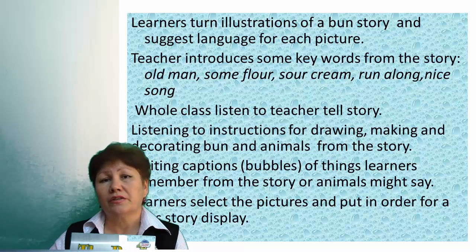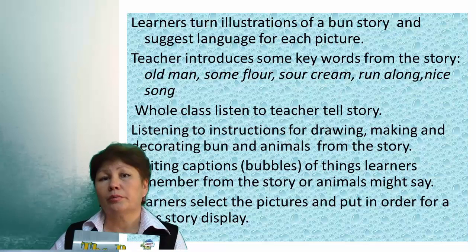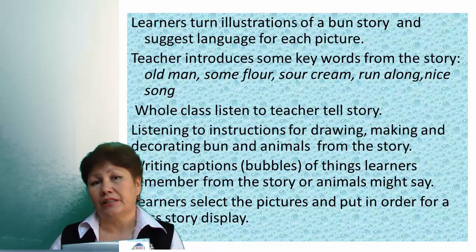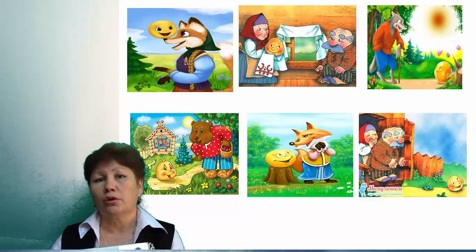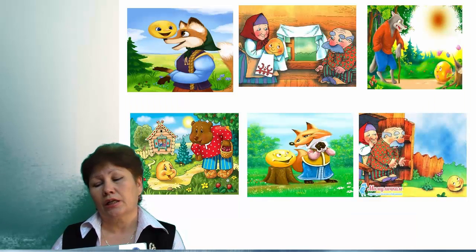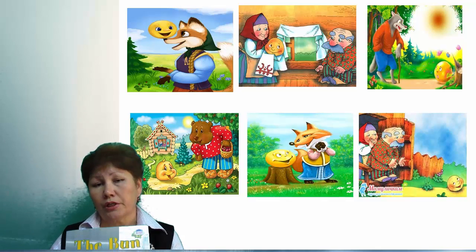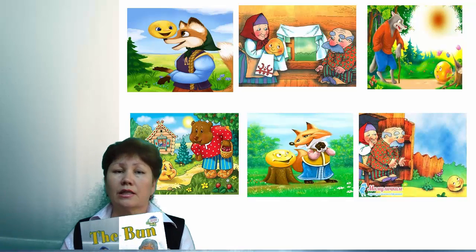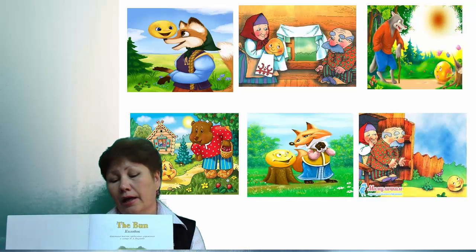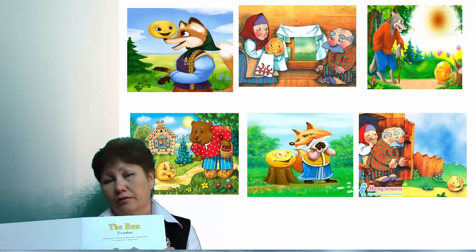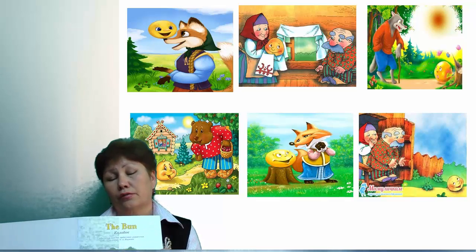Now, I hope that by the end of the master class, you will be able to identify the factors that make storytelling effective and use them in your practice appropriately. Now I want to show you this book. This book is adapted for children of age 8 and 9, which means grade 3 and grade 4.